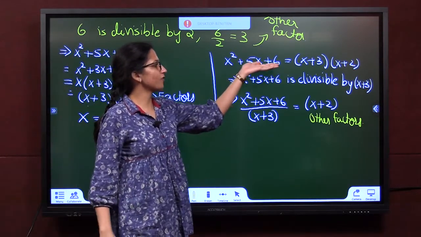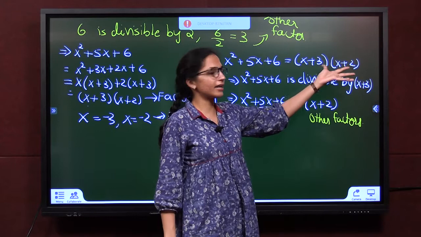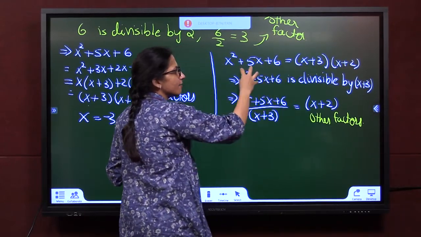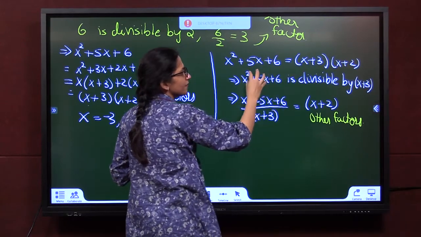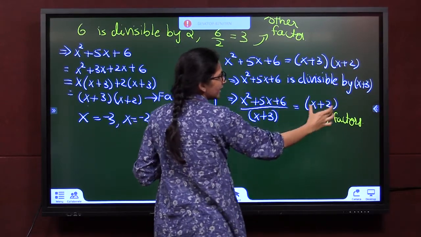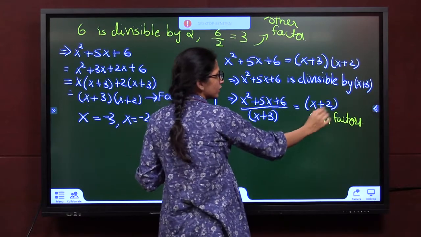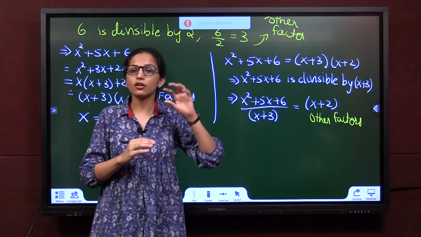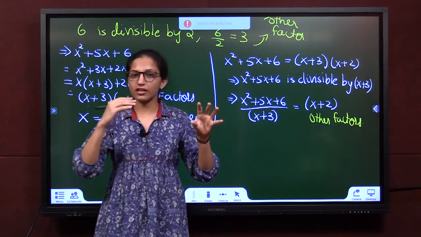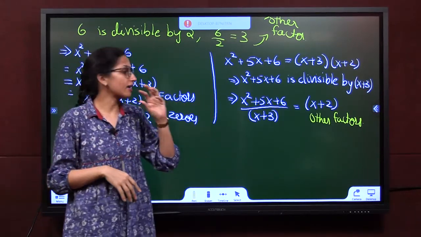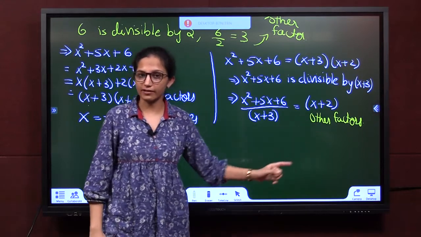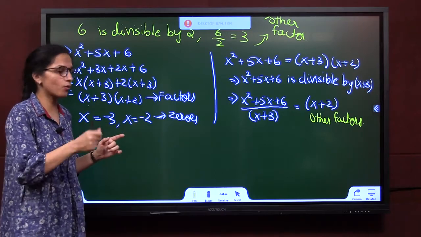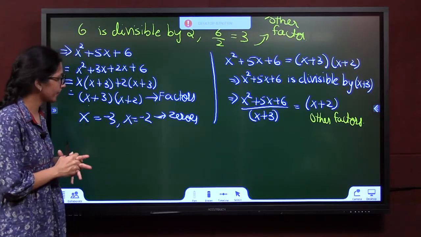So now x square plus 5x plus 6 equals x plus 3 into x plus 2, we know. Now see, this is a factor. If I divide a number by its factor, what do I get? The other factor. Whatever is the quotient is nothing but your other factors. So if you divide a number by its factor, first of all, the remainder is 0, and the answer you get is nothing but your remaining other factors. I hope this is clear, very important. If you didn't understand, rewind the video a little and go through it again.